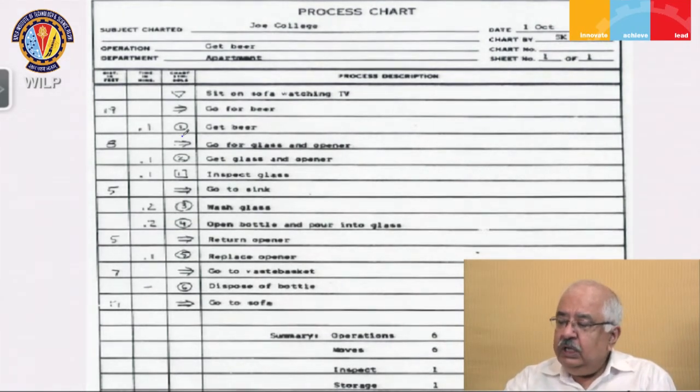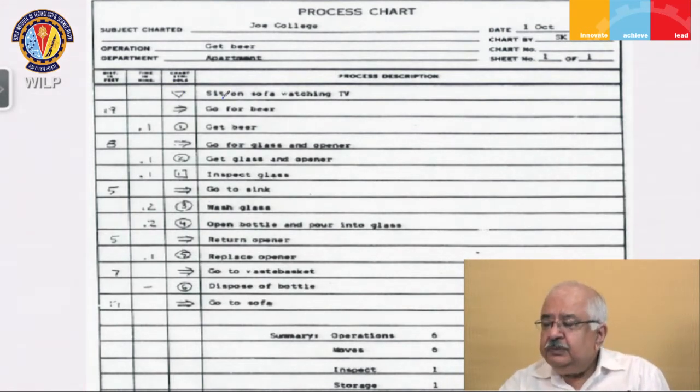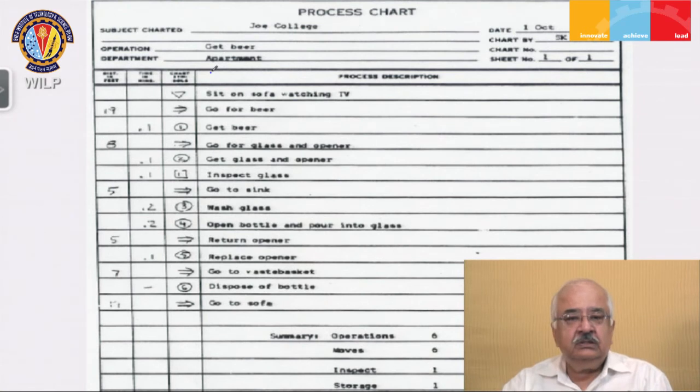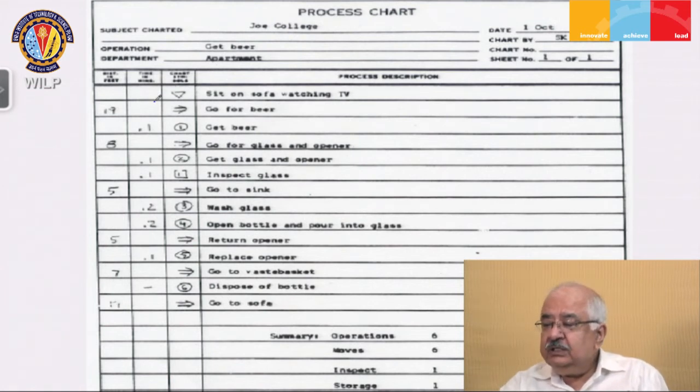Then for each one of the steps that we have in the process, we list each step as one line in the process chart. So in this particular instance, the first step is where the person is in storage, because he is sitting on a sofa watching TV, which is basically sitting in storage. It's not a delay, because he wanted to be there. He's not waiting for something to happen. And then the person decides that he is going to get up and go for beer.